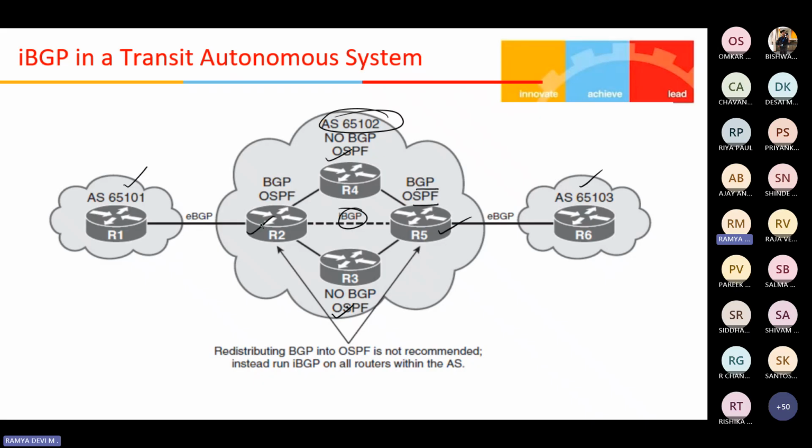Why? Because R2 and R5 should connect to the external network. So for the external network, they should run BGP, right? So these two routers, R3 and R4, need not use BGP. Why? Because they are connected internally. No other external autonomous systems are connected here. So they don't need a BGP connection. Fine.